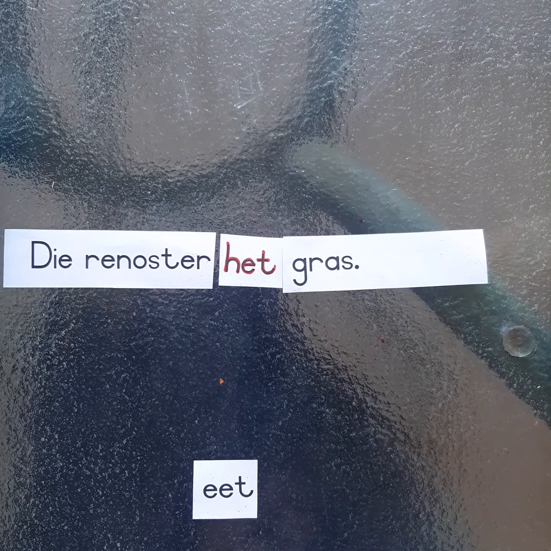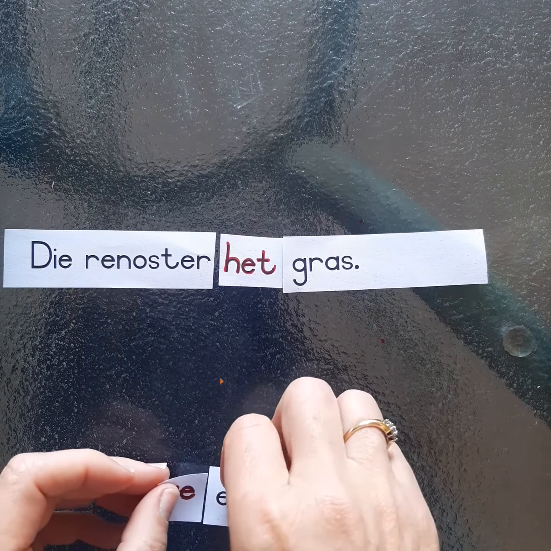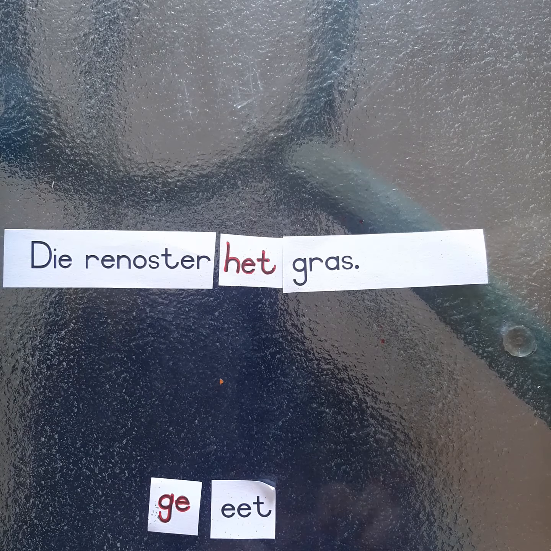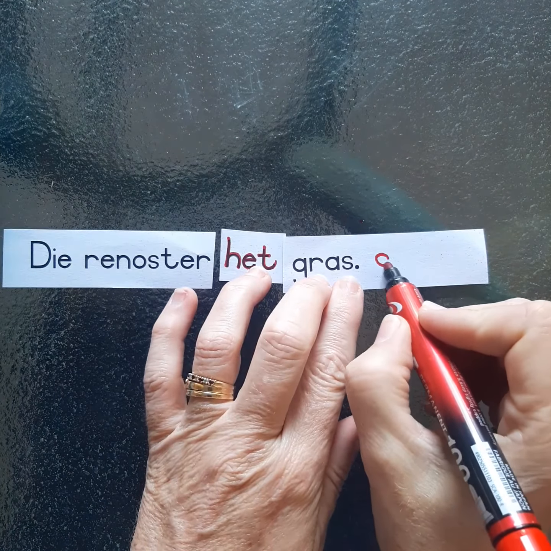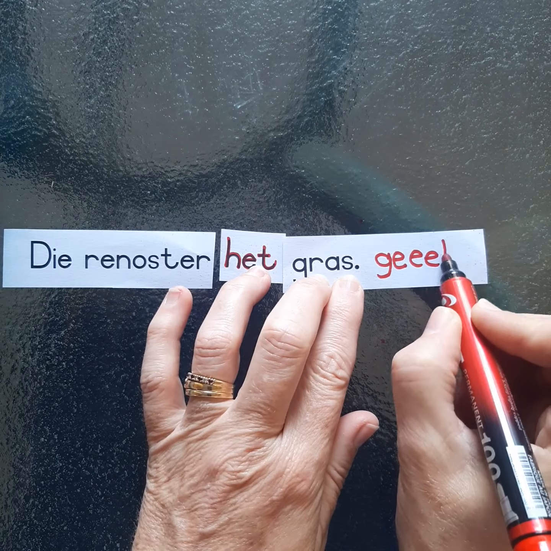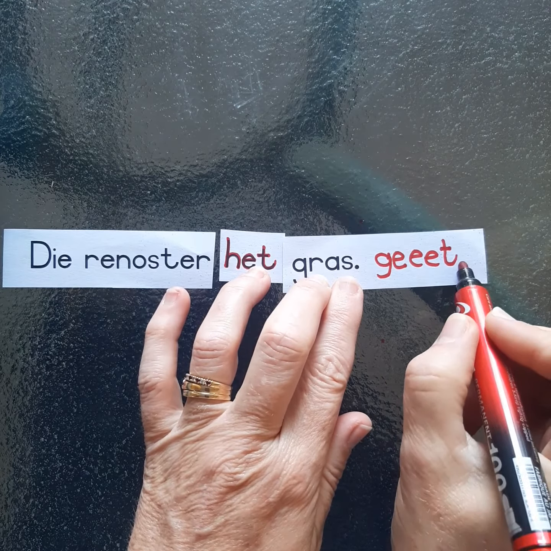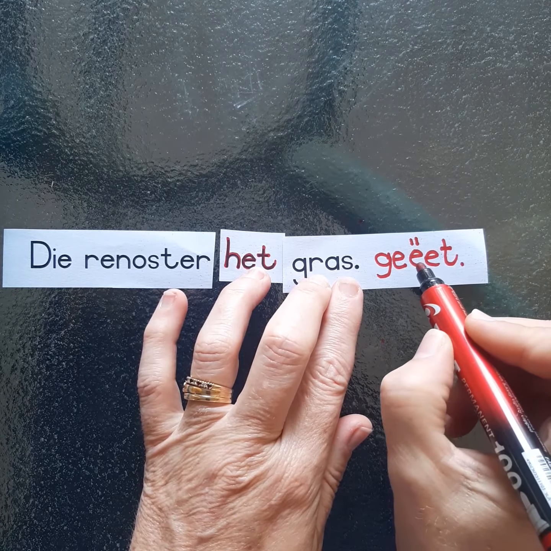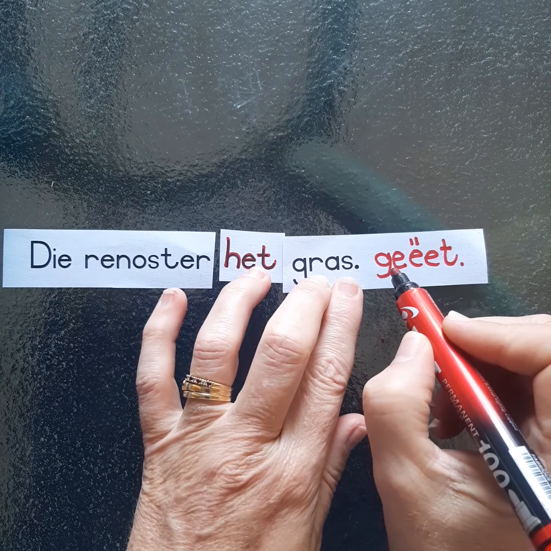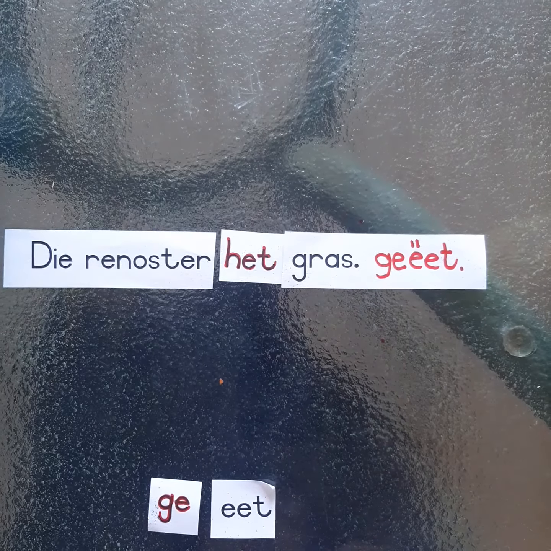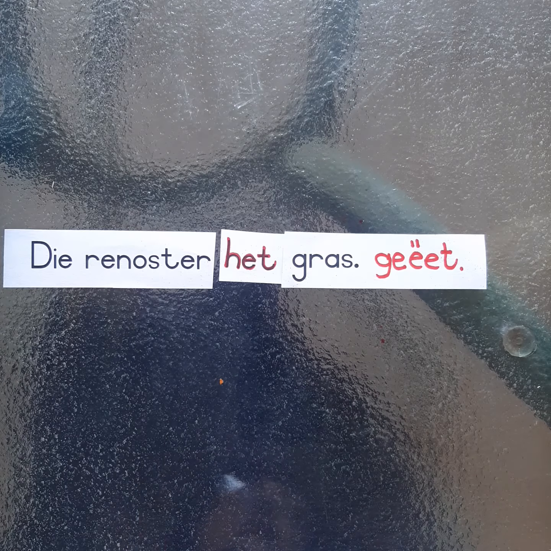Now, when we put a g at the beginning of eet, we have 3 e's together. So we're going to write g, eet. And because there are 3 e's, we're going to put an umlaut, those 2 little lines, on the middle e. And that tells you to say it, ge-eet. So let's look at that one. Die renoster het gras ge-eet.